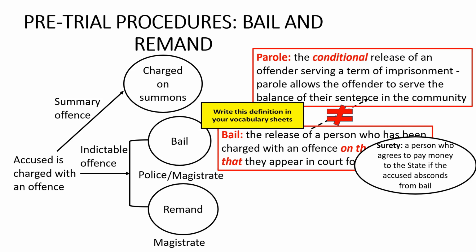These conditions may include things such as regularly reporting to their parole officer and not committing an offence while they're on parole. If the person does breach one of these conditions, then they can be sent back to jail, where they will serve out the remainder of their sentence behind bars. That's why we define parole as the conditional release of an offender serving a term of imprisonment. It allows the offender to serve the balance of their sentence in the community, provided that they comply with the conditions of their parole.